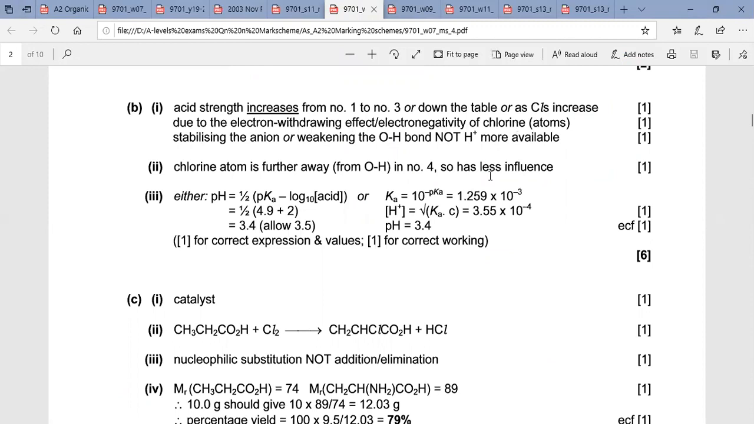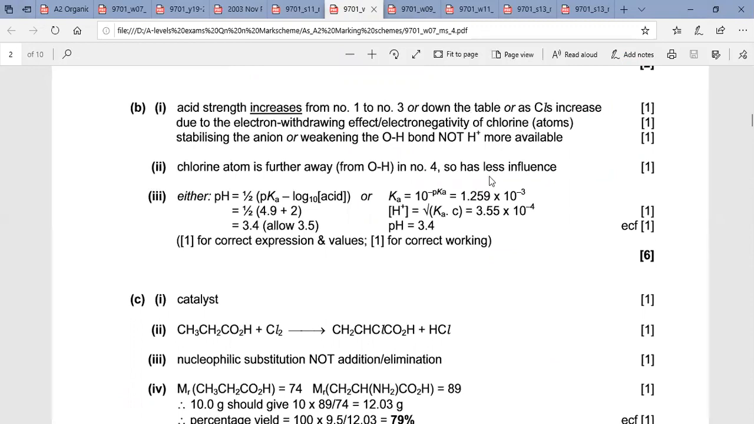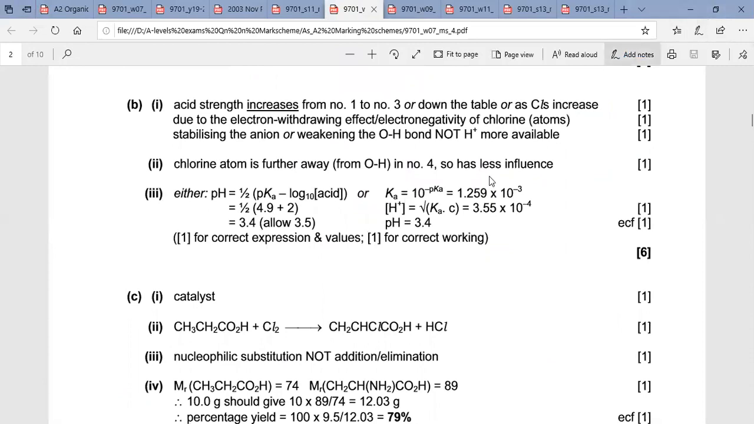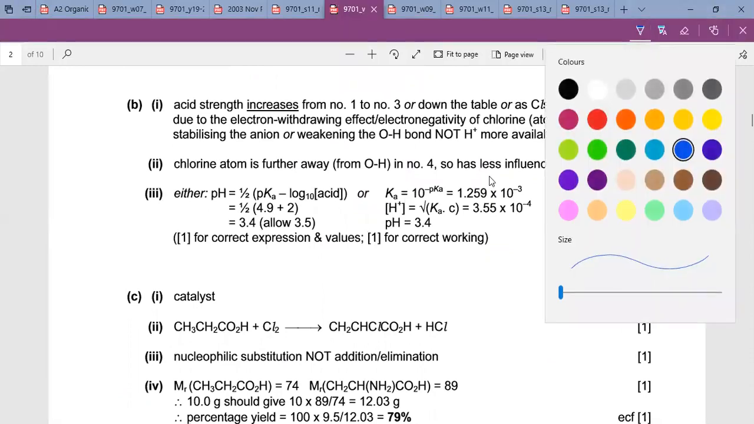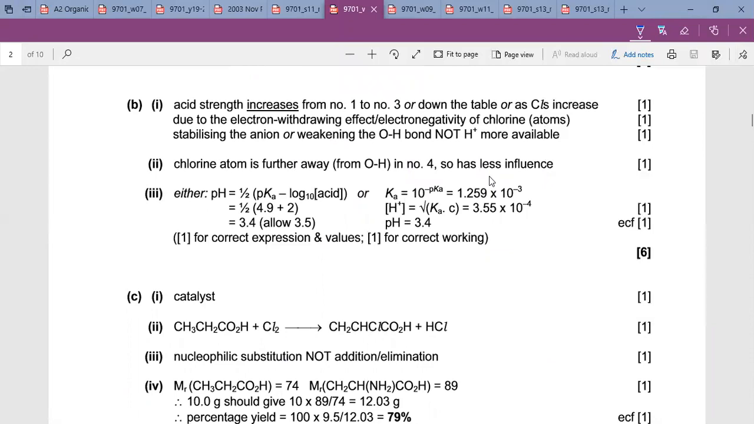So here, for the second part, you either use weakening of the OH bond. It means the OH there, electrons are drawn away because of the Cl here. This one is weakening of the OH bond because of the chlorine here. Or you can talk about stabilizing of the anion.